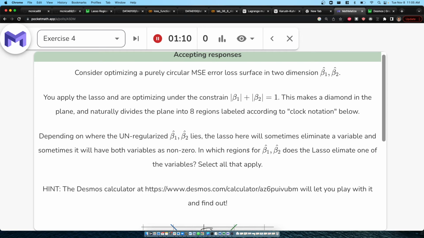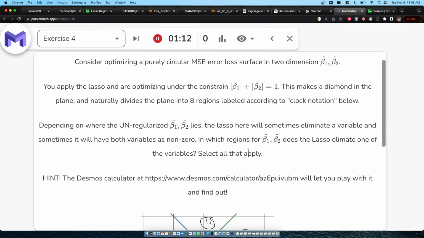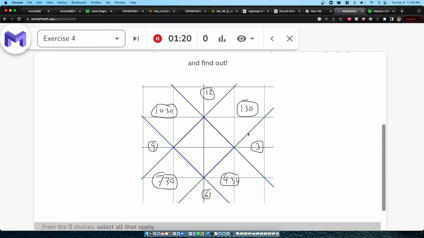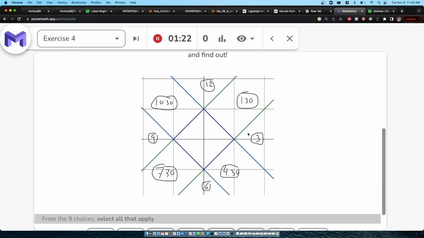That's what it means. Okay, you apply the lasso, so you're doing this diamond thing, absolute value of beta 1 plus absolute value of beta 2 equals 1. And it naturally divides the plane into 8 regions, which are labeled according to clock notation. So here is the picture. Here's the diamond, and here are the 8 regions of the plane. There's 12 o'clock, which is directly above it. There's 6 o'clock, which is directly below it. There's 3 and 9, to the right and to the left. And then there are these square regions, 1:30, 4:30, 7:30, and 10:30.